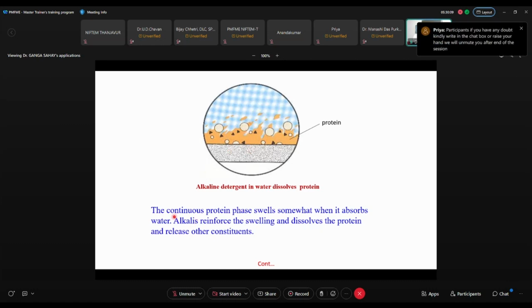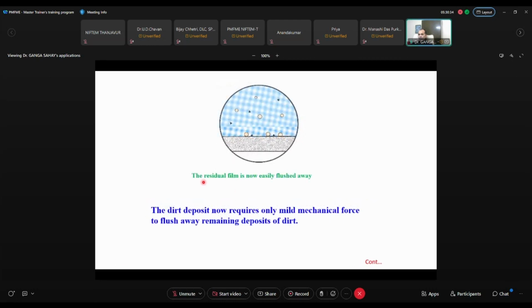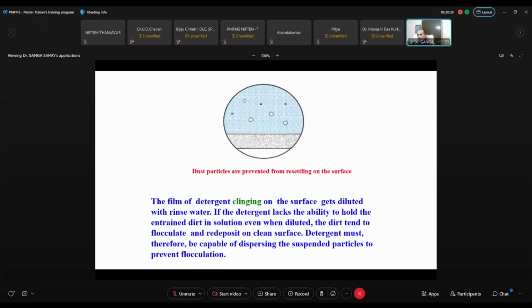So the continuous protein phase, when it has absorbed water, the alkali reinforces the swelling, dissolves the protein and releases the other constituents. Likewise, we are able to remove the fat, and we can use chelating agents which bind particular constituents. So deposits of calcium salt on the surface are loosened and collected by the chelating agent in the detergent. Okay, and the residual film is now easily flushed away by the water. So these are some of the common steps normally used during cleaning.